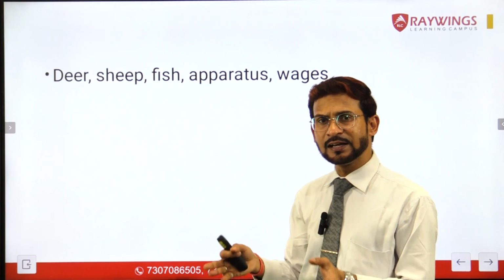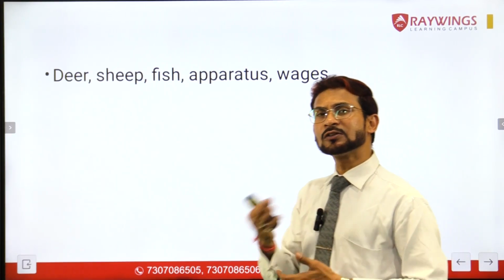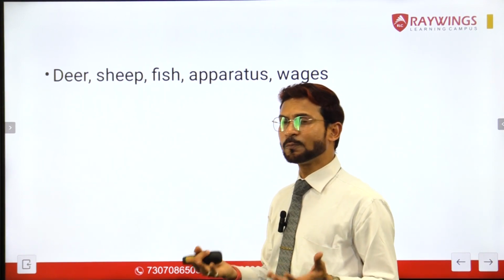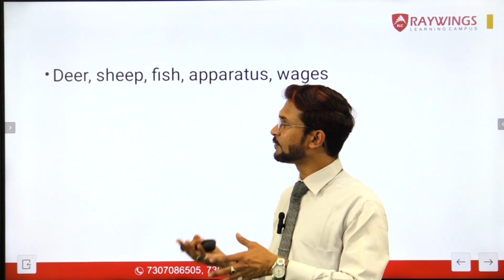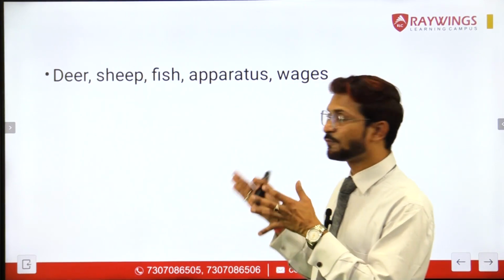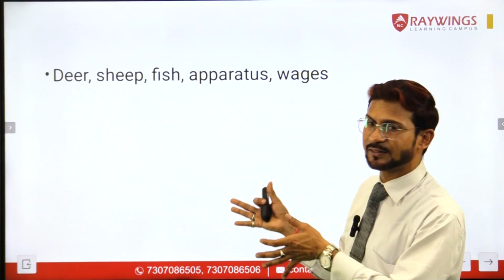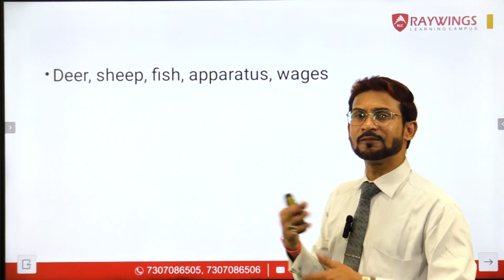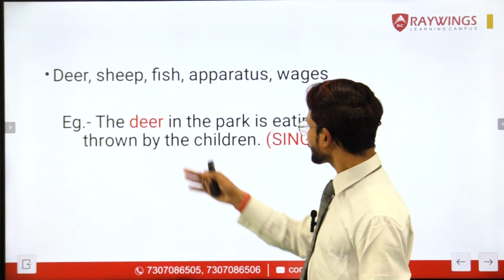We can say deer is, we can also say deer are, we can say sheep is, we can also say sheep are. The plural of sheep is not sheeps. The plural of deer is not deers. The plural of fish is not fishes, and the plural of apparatus and wages is not apparatuses and wages, right? Let us have a look at the examples.